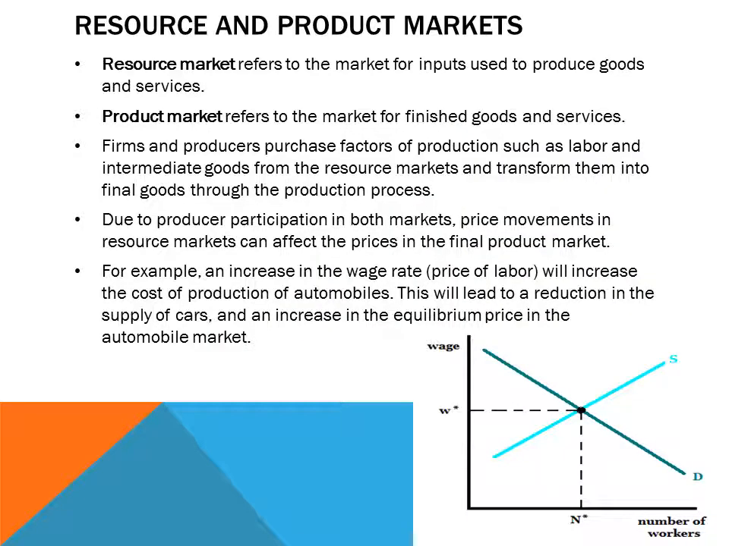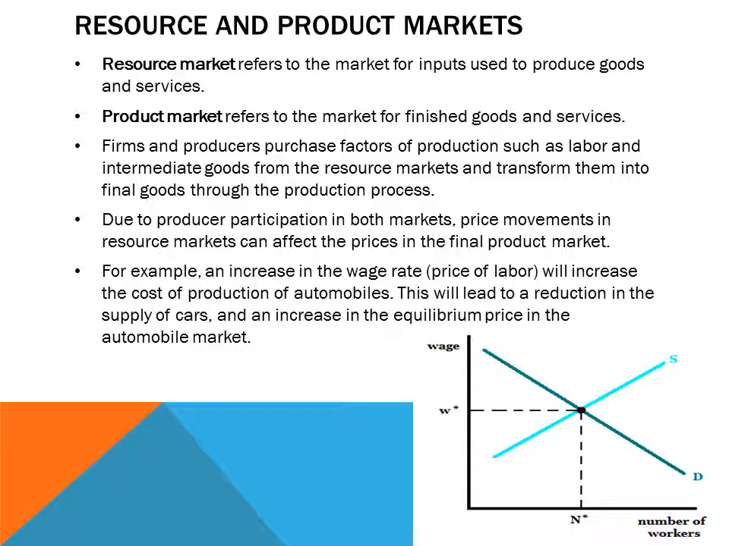First, we need to take a look at resource and product markets. Resource market refers to the market for inputs used to produce goods and services. The product market, on the other hand, refers to the market for finished goods and services sold to final end users. Firms and producers purchase factors of production such as labor and intermediate goods from the resource markets and transform them into final goods through productive activities in the production process.